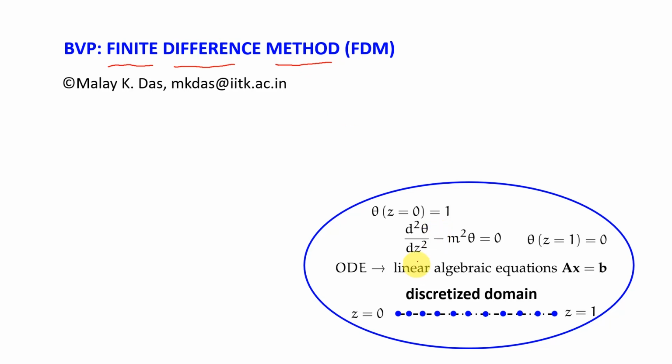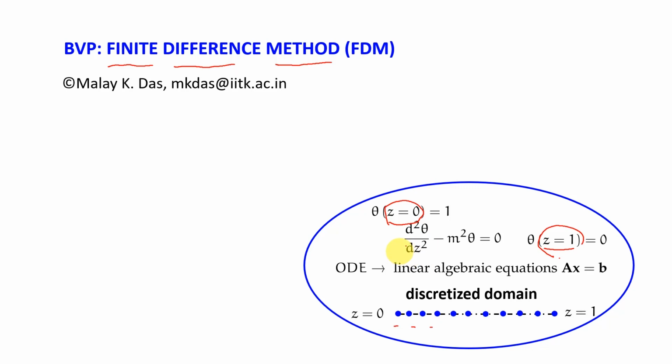The basic idea of the finite difference method is that we first discretize the domain. So here in this example, the domain goes from z equals 0 to z equals 1, and we discretize this domain between 0 to 1.